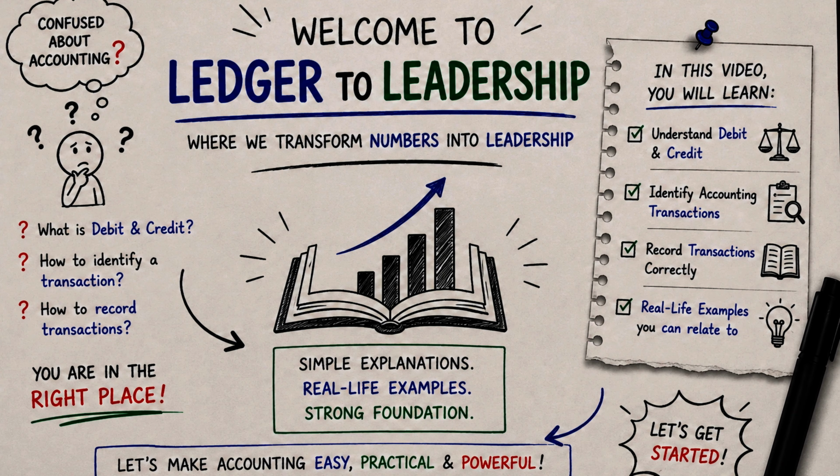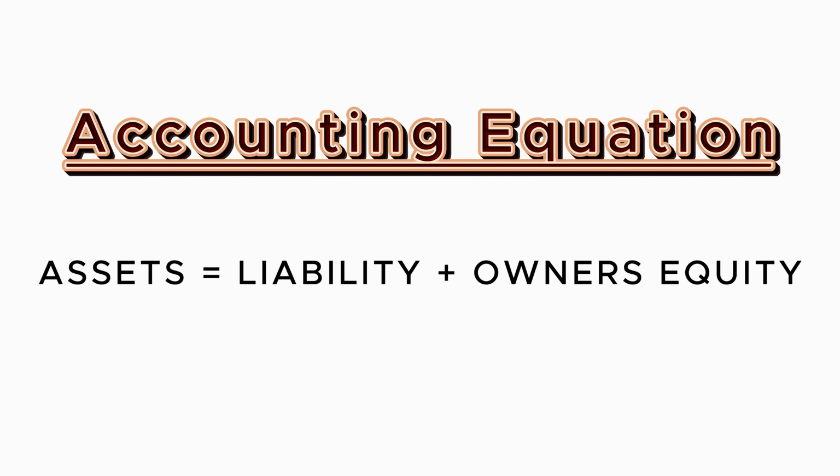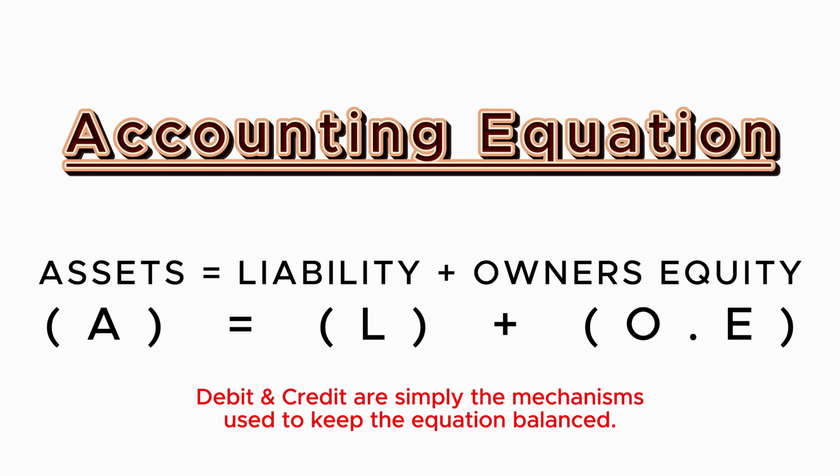Let's begin. Accounting equation. Before understanding debit and credit, let's introduce the most important equation of accounting, which is: Asset is equal to Liability plus Owner's Equity. Or we can shortly say A = L + OE. Debit and credit are simply the mechanisms used to keep the equation balanced.